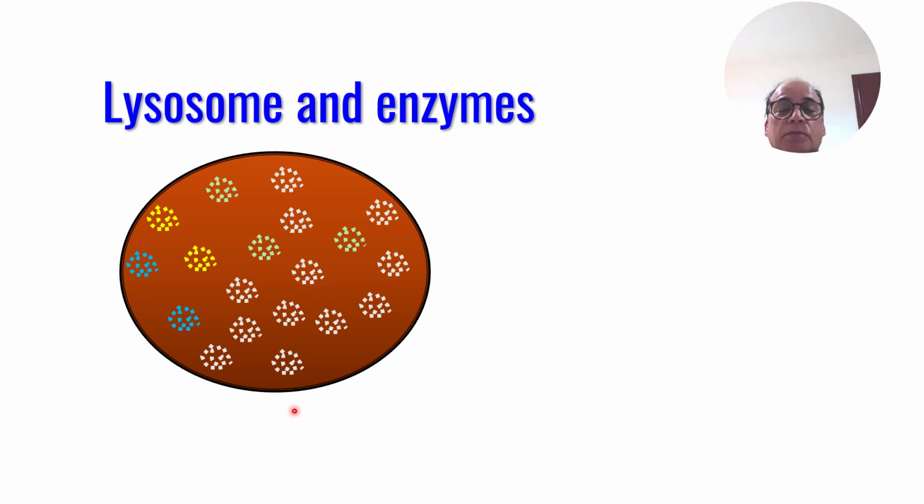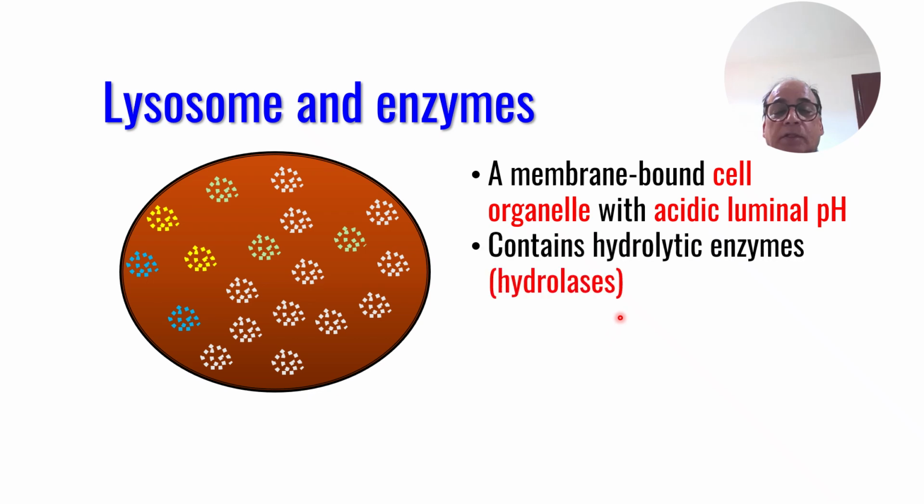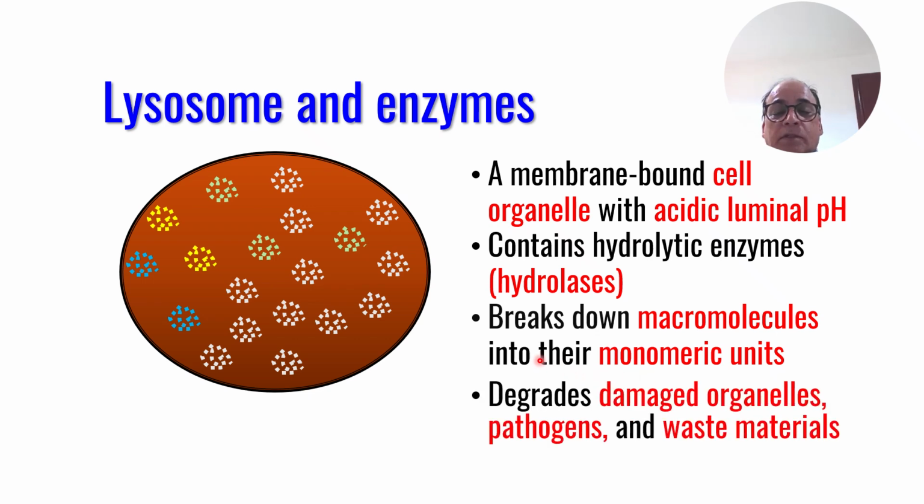So what are lysosomes and lysosomal enzymes? A couple of key features about this aspect. Lysosomes are membrane-bound cell organelles with acidic luminal pH. They contain hydrolytic enzymes or hydrolases which function at acidic pH, and they hydrolyze or break down macromolecules such as DNA, RNA, protein, lipids, and carbohydrates into their monomeric units in the acidic pH. Therefore, these organelles play a key role in degrading damaged organelles, pathogens, and waste materials.